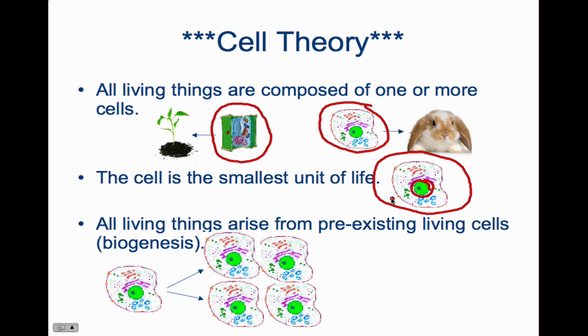And then the third thing is that all living things arise from pre-existing living cells. So we would have one cell and it would reproduce and create more cells. So all new cells have to come from a pre-existing cell. And this is a very basic idea for us because we can think about this in terms of, well, every living animal has to have come from its parent.